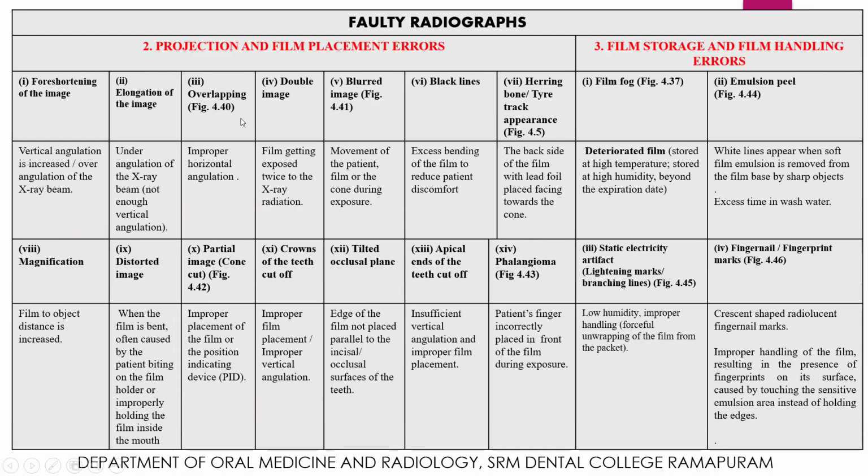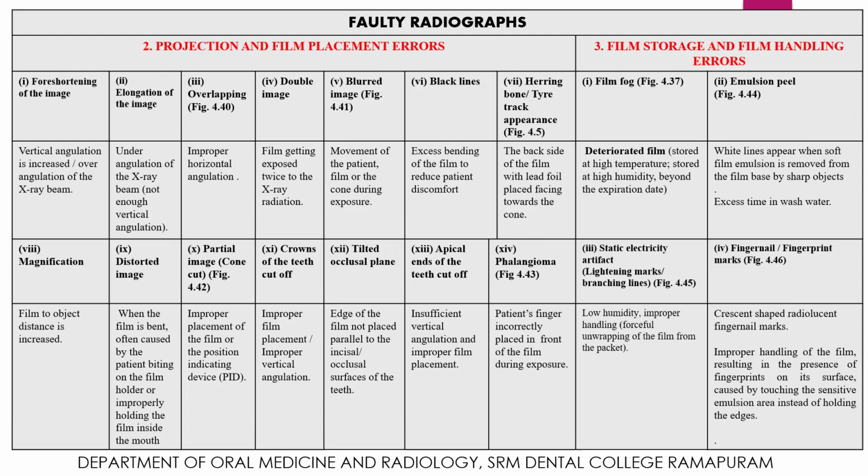And then we have errors due to projection and film placement. Improper vertical angulation can cause foreshortening and elongation, all these magnification errors. Improper horizontal angulation causes overlapping, double image, blurred image, black lines, a herringbone or a tire track appearance when the backside of the film with the lead foil is placed facing towards the tube, and magnification errors, distorted image.